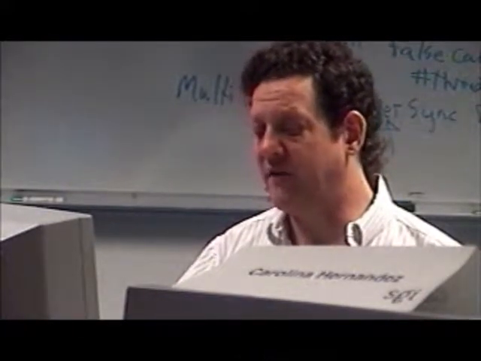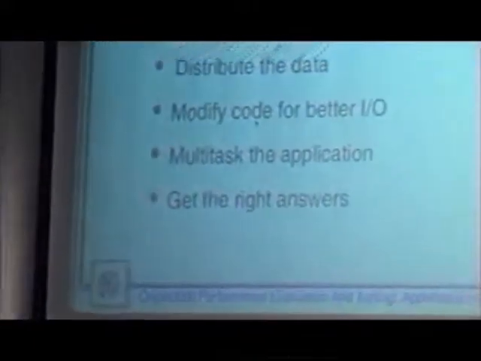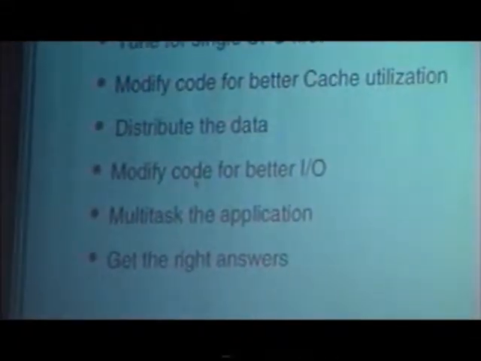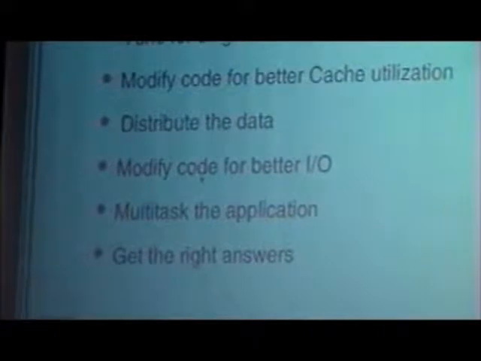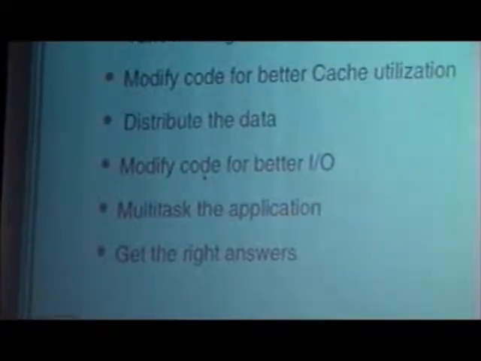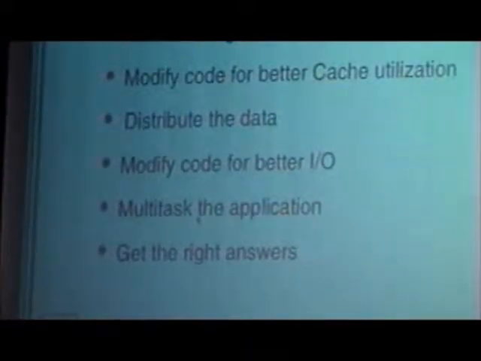We're going to talk a little bit about modifying code for better I/O. This is deciding whether I'm going to go through cache or do direct, what my buffer sizes are going to be like, things like that. And then multitasking, multi-threading the application. And the last thing I worry about is getting the right answers.